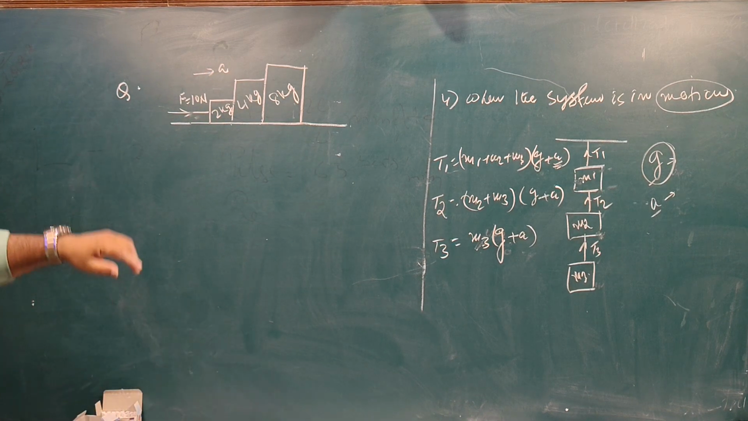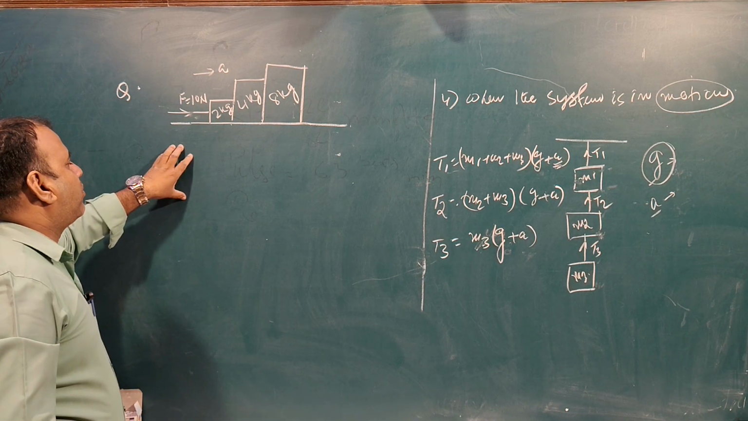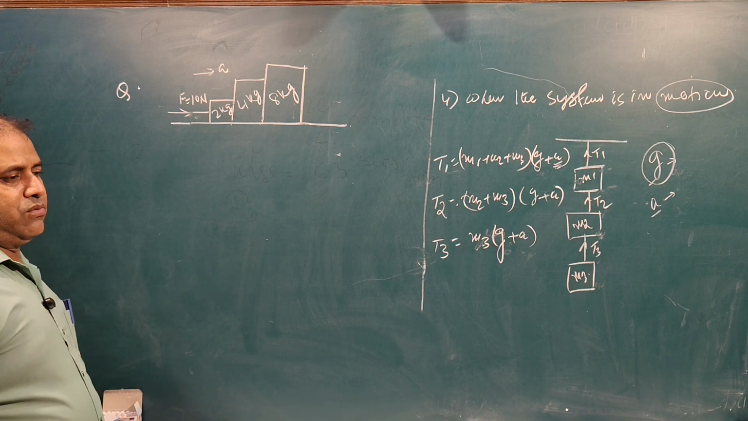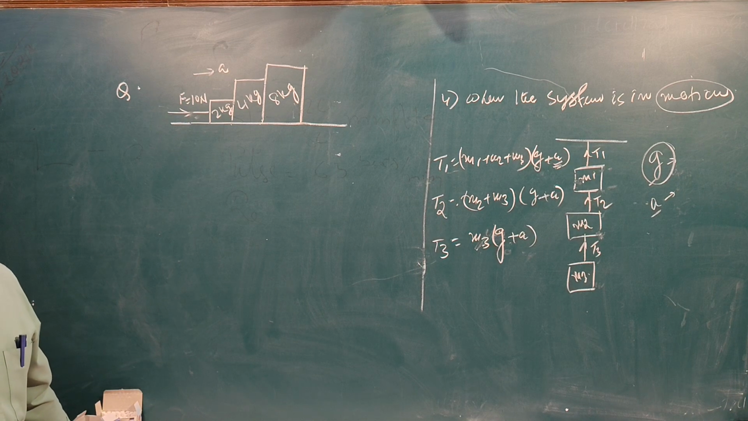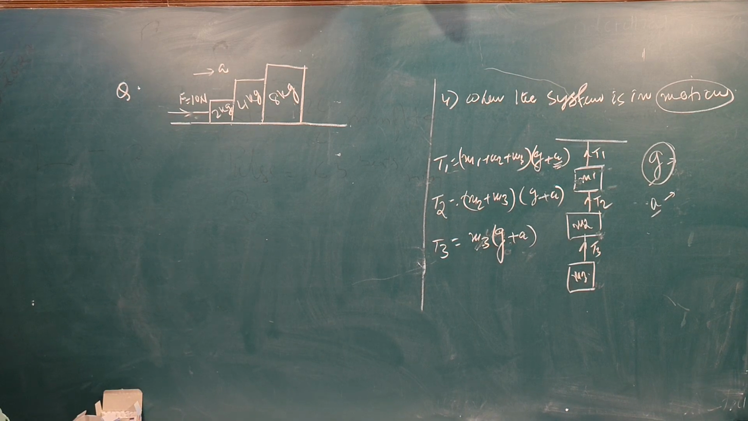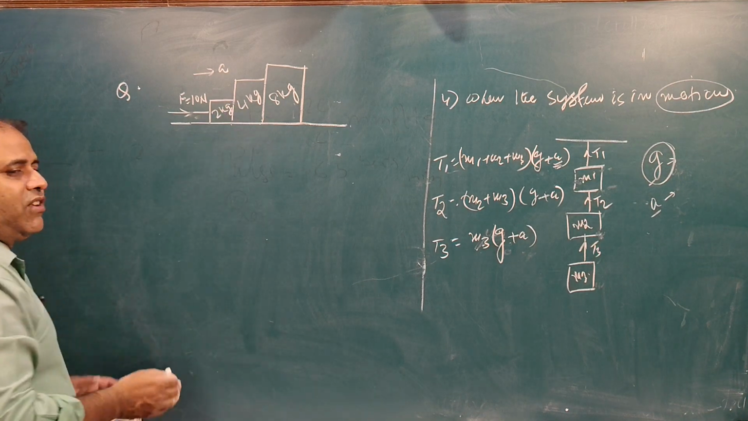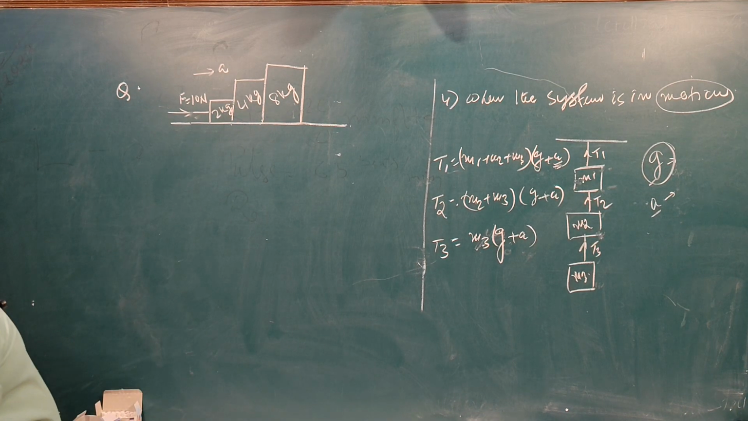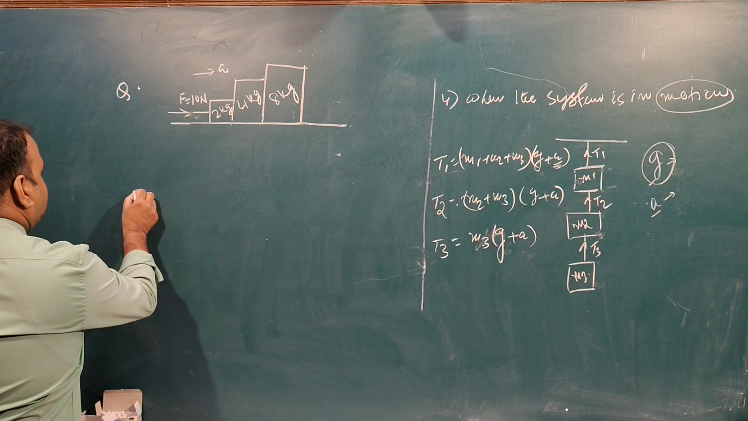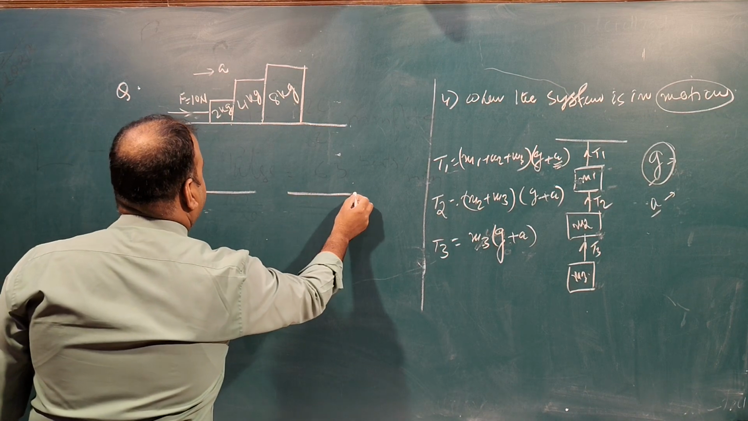When it accelerates in the forward direction, we have to calculate the values of tension T1 and T2. How can we calculate the values of T1 and T2 from the given diagram? We have to calculate the tension, the contact forces. So here you see, first you have to write it in the form of a free body diagram like this.